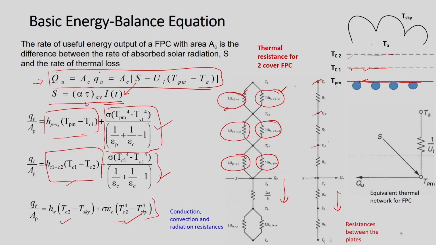If we combine all, we get UL. This UL is nothing but UT plus UB plus US, which has already been demonstrated, including how these are connected and how UT can be calculated. So, this is the overall loss coefficient, and this is the overall or equivalent thermal network for an FPC considered in this discussion. Now let us understand the temperature profile.